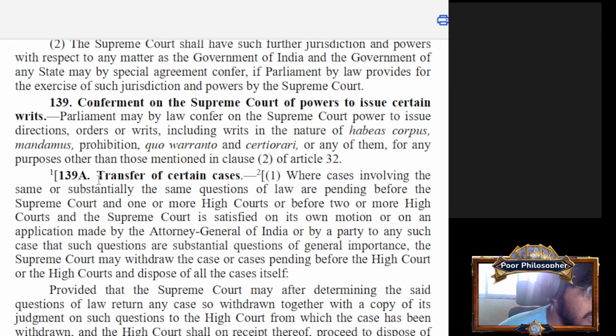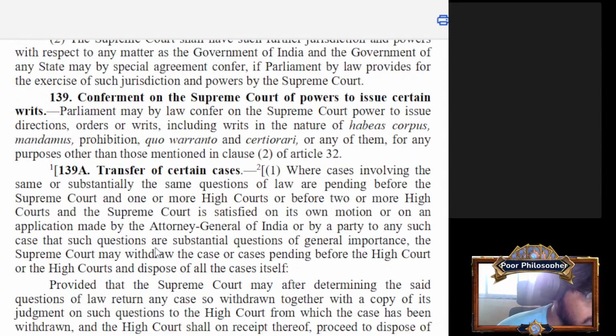Article 139A, Transfer of certain cases. Where cases involving the same or substantially the same question of law are pending before the Supreme Court and one or more High Courts, or before two or more High Courts, and the Supreme Court is satisfied on its own motion or on an application made by the Attorney General of India or by a party to any such case that such questions are substantial questions of general importance, the Supreme Court may withdraw the case or cases pending before the High Court or High Courts and dispose of all the cases itself.